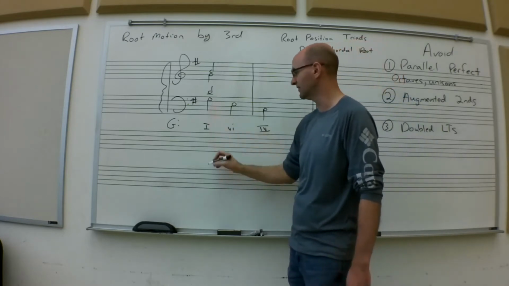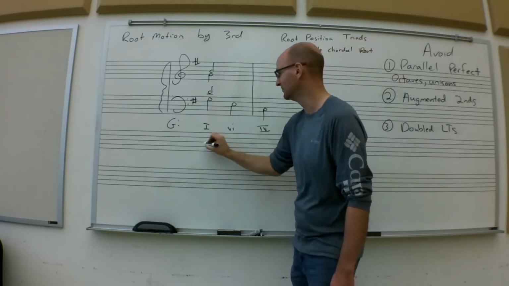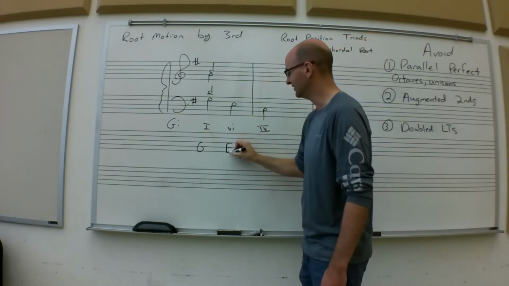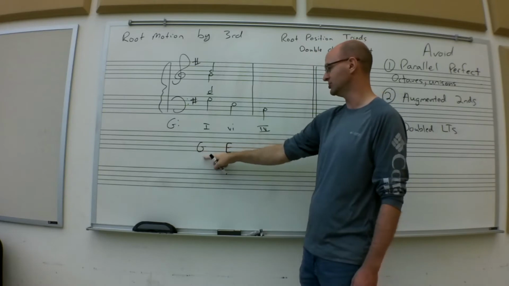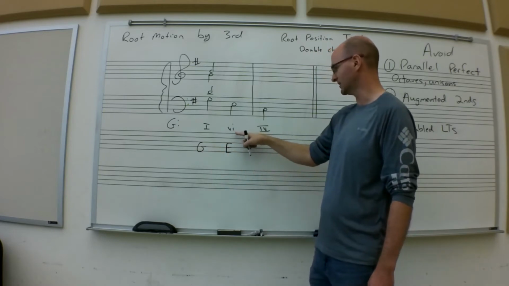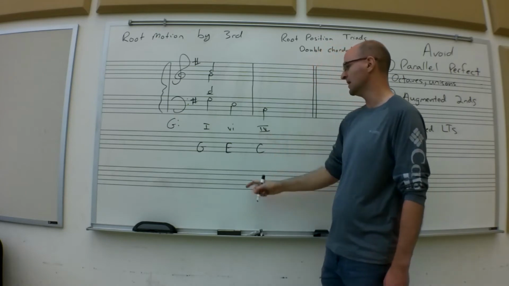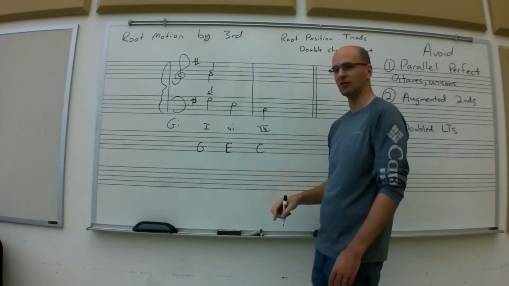The chordal root of this G chord would be, well, guess what, a G. And the chordal root of the 6 chord would be an E. So E is down a third from G, and then if we continue from our 6 chord to our 4 chord, the chordal root of the 4 chord in this key is C. So E down to C is another third.